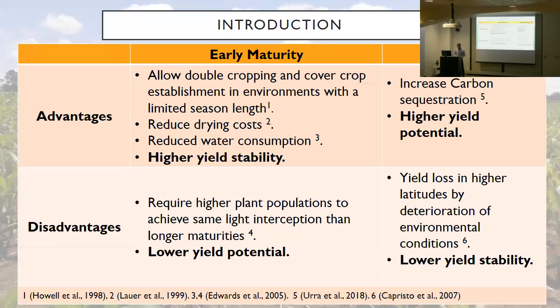For late maturities, one of the advantages is that we can increase carbon sequestration due to a higher amount of biomass production, and they can have a higher yield potential. But as a disadvantage, we can have yield losses in high latitude environments, where environmental conditions in the last part of the season have a detrimental effect, and also lower yield stability.